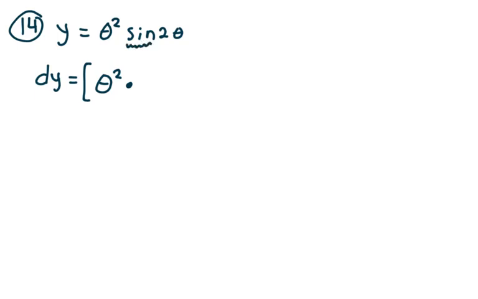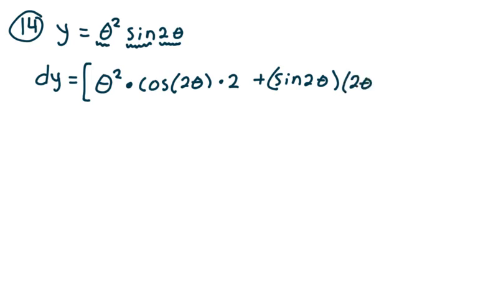derivative of the sine function is the cosine function. So we're going to get cosine of 2 theta times the derivative of the inside function with respect to theta, which is 2, like this. And then I'm going to add sine 2 theta. That's the second function, and I'm going to multiply by the derivative of the first function, which is 2 theta. And with this whole thing, we need to attach a d theta here. So I'm going to put it right there.